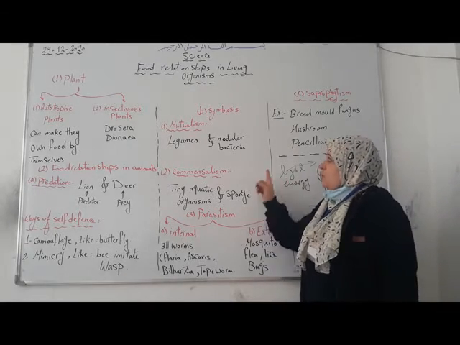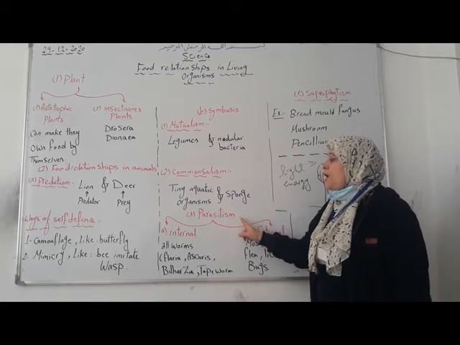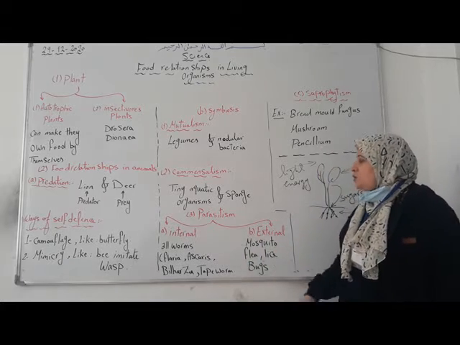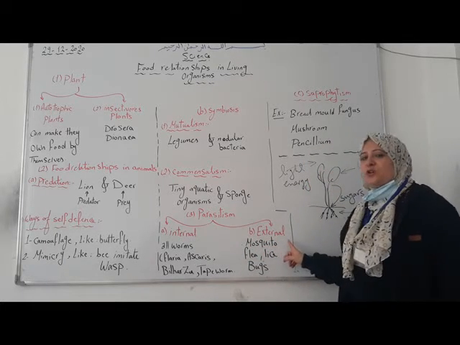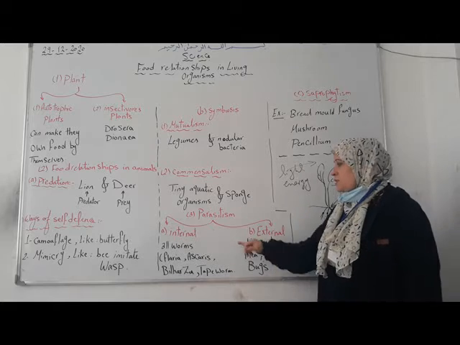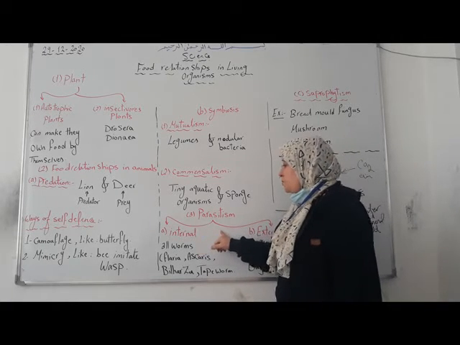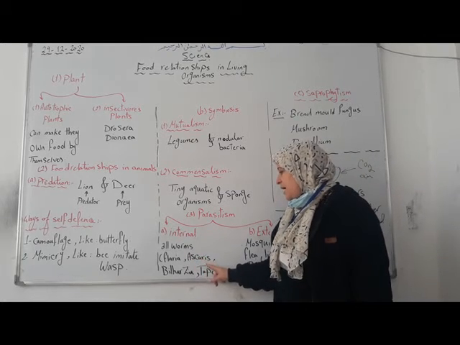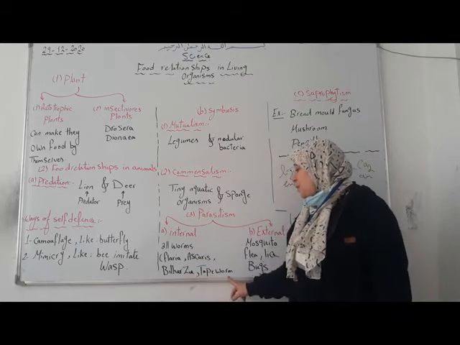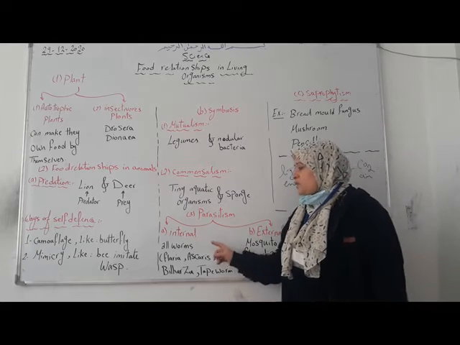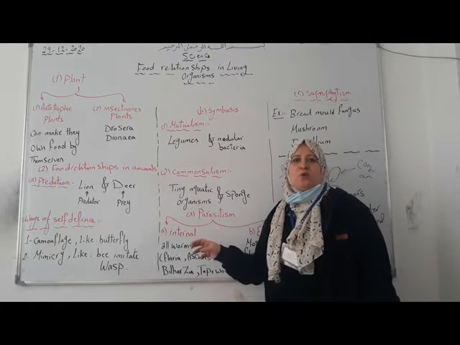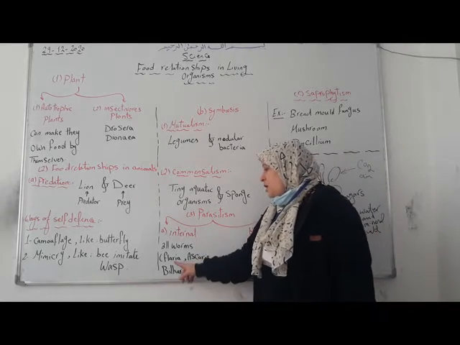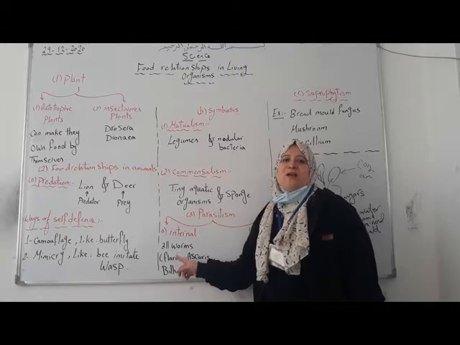The third type of symbiosis we call parasitism. Parasitism has two types: internal parasitism and external parasitism. What is this? Internal parasitism means all worms like filaria, ascaris, bilharzia worm, and tapeworm. These worms are found inside the host, which is the human in this case. Filaria causes a disease called elephantiasis.